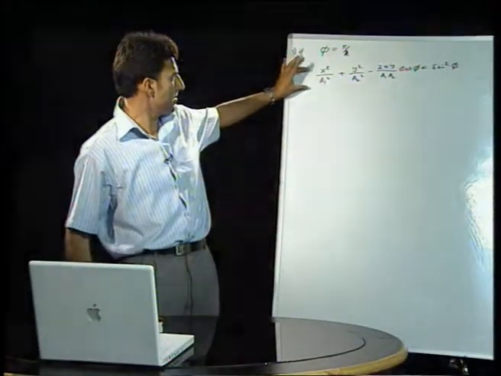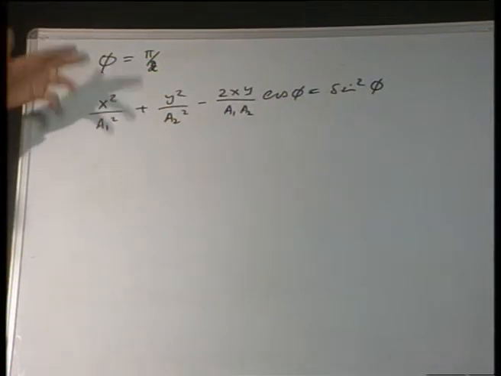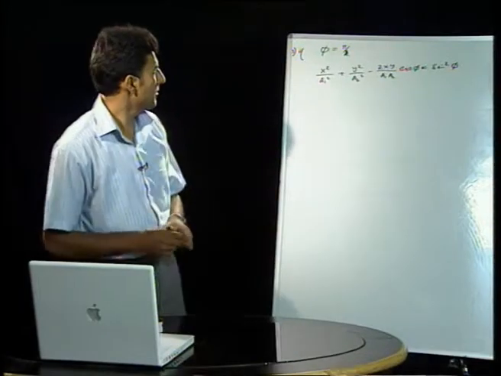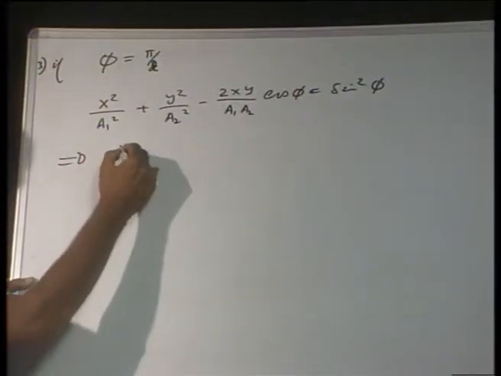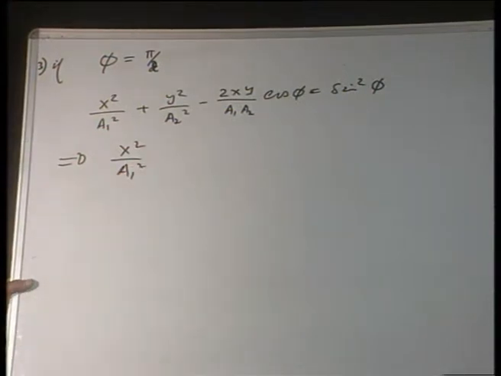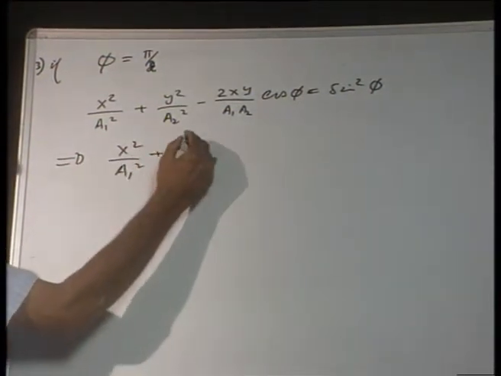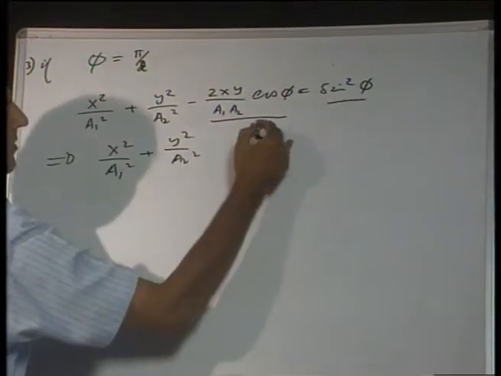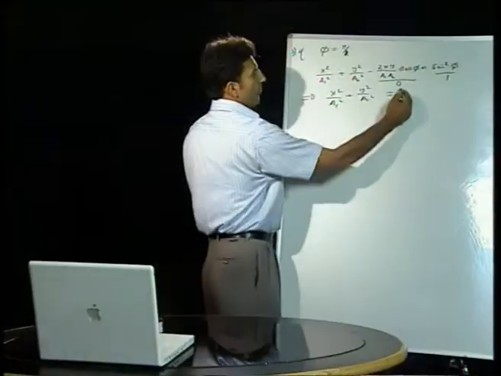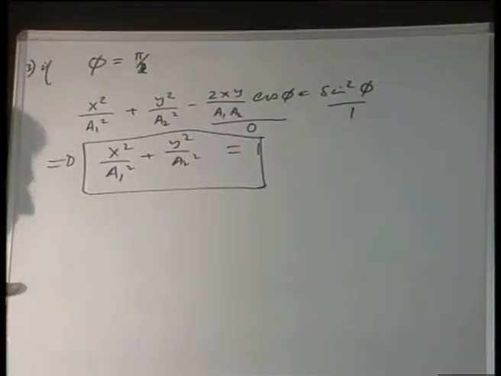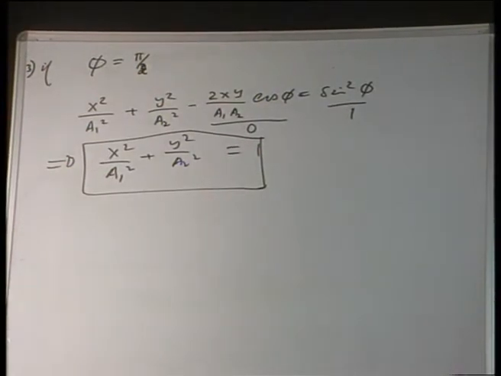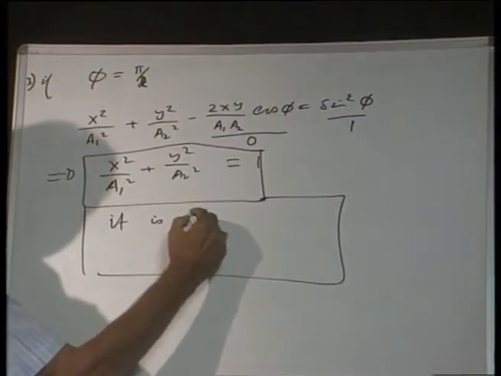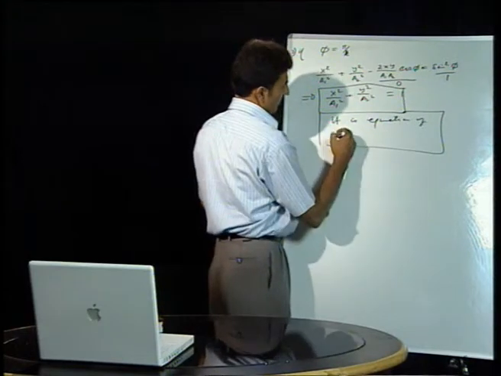But here in this case, it is different from the first case, because there we supposed A1 is equal to A2. Here A1 and A2 are different. So it implies x square by A1 square plus y square by A2 square equals 1. If you look at this, the equation is simply the equation of an ellipse.